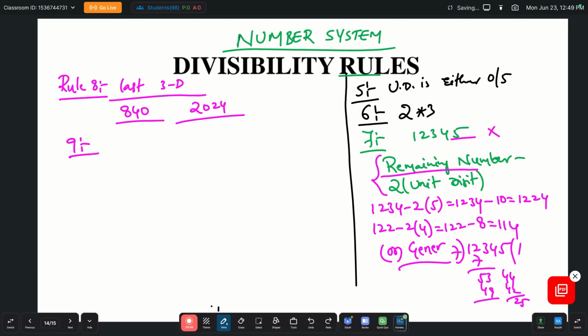Rule 9: the sum of all digits divided by 9 gives remainder 0. Is the given number divisible by 9? How do we find out?